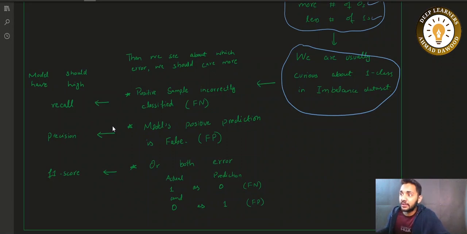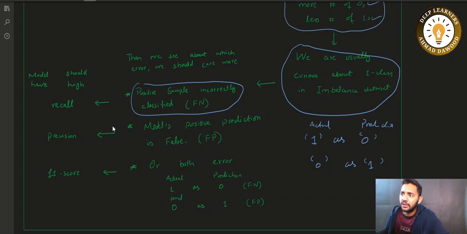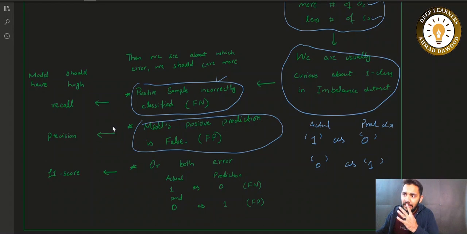So there can be two types of errors. One is when a one class is predicted as 0, and the second error is when a zero class is predicted as 1. When your actuals are these and your predictions are these, you can have two types of errors. First error: a positive sample incorrectly classified, and the model's negative prediction is false. This is a false negative. Then the second, when the model's positive prediction is false, is a false positive. And when you are caring equally about both errors, then it will be this scenario.